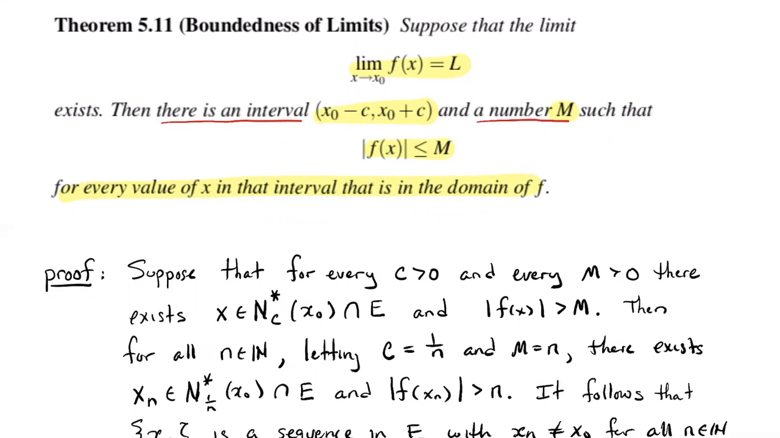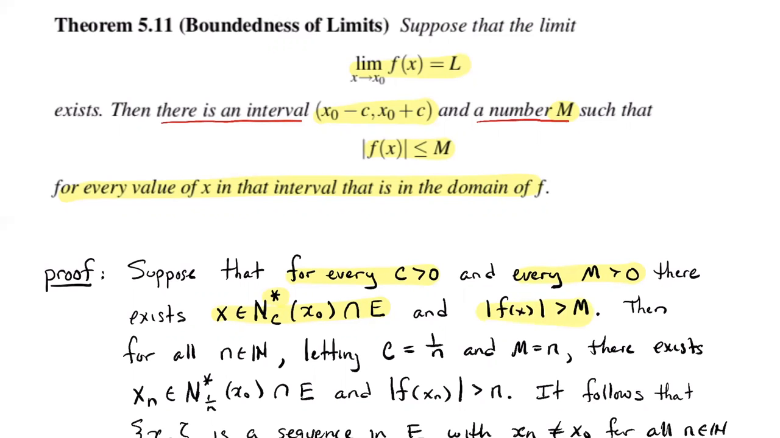So if I'm going to do this by contrapositive, I'm going to say, well, suppose for every positive number c and for every positive number m, I can always find an x in the domain of this function in the c neighborhood of x0. And I can always choose x to be something other than x0, because f of x0 is just some value, its one and only output value. So I can always find some other input, an element of the deleted neighborhood of x0 of radius c, that the function value exceeds m, and I can do that for every m.